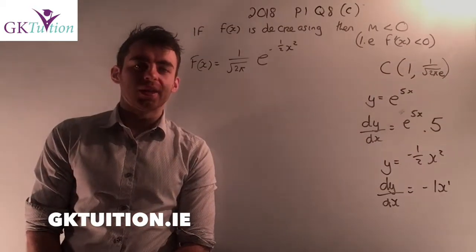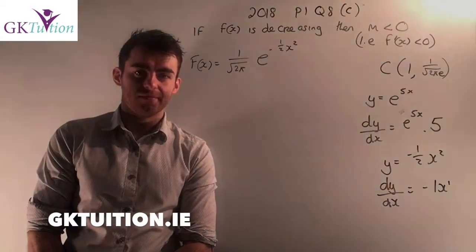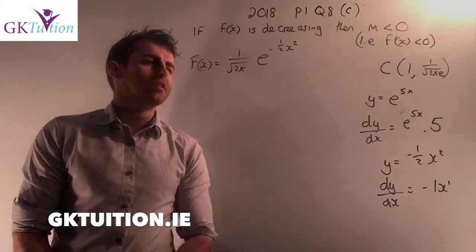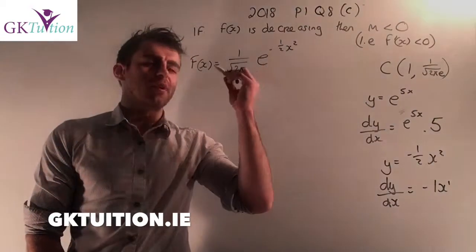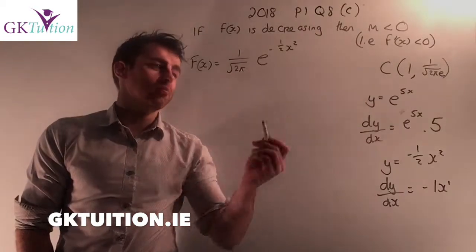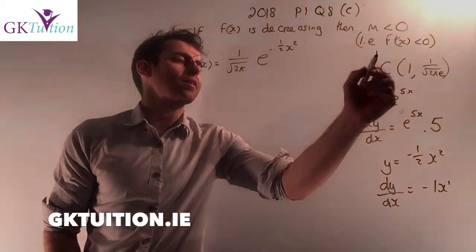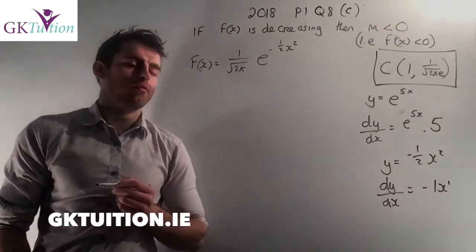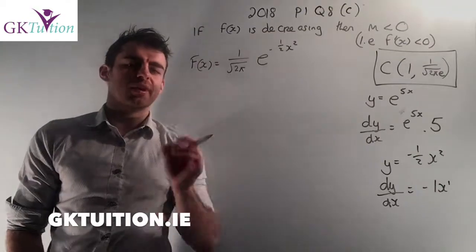In part C, we're asked to use calculus to prove that f of x is decreasing at C. Now, if a curve is decreasing, that just means that the slope is less than 0. The easiest way for us to get the slope of this function is to get the first derivative. So this question basically just means show that the first derivative is less than 0 at the point 1 over root 2 pi e. So what we need to do is get the derivative of this.